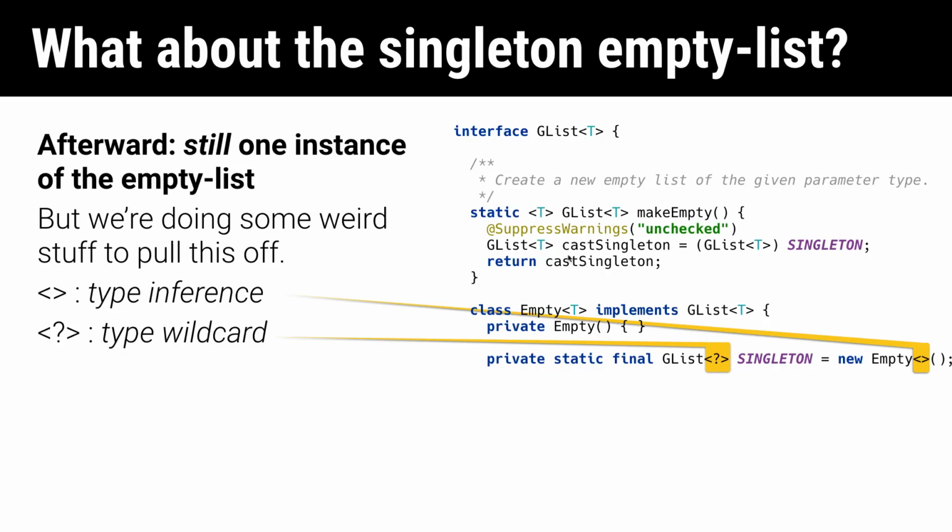The other thing is you'll notice up here we're actually doing typecasting. We're saying, take this singleton, which is of type GList of wildcard, and we're casting it from that to GList of T. And Java normally will scream at you and say, I don't know if that's okay. And we're saying, hey Java, don't yell at us, we know what we're doing. This is not something you ordinarily do, but it's okay to do here. Why?